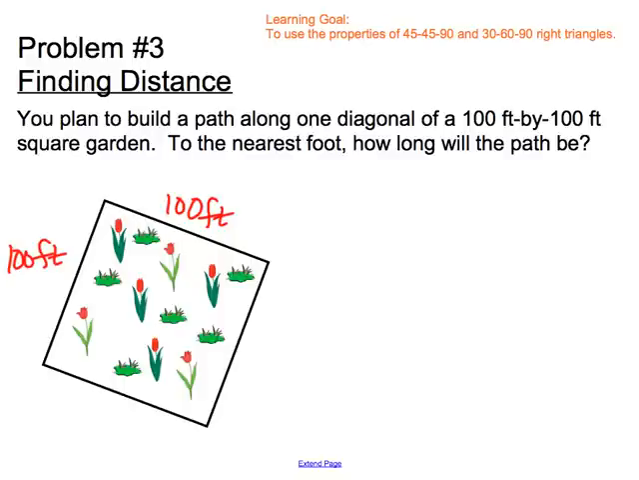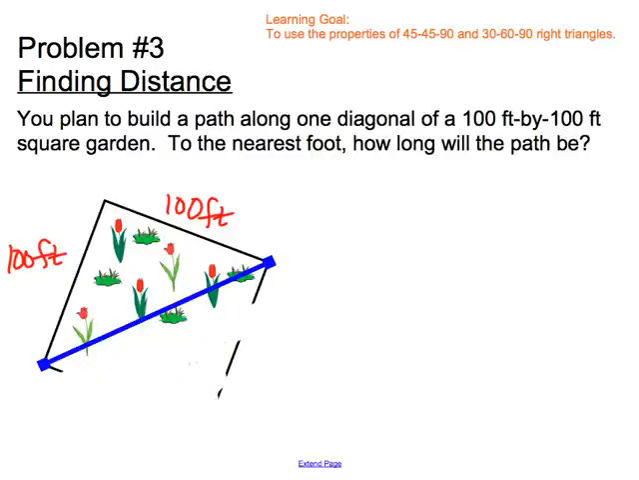And so let's go ahead and mark our path. It's going to start at one of the corners and go to the other corner. Now, what's actually interesting about this question is the rest of the garden we actually don't need. We can pretend like the rest of this garden doesn't even exist.